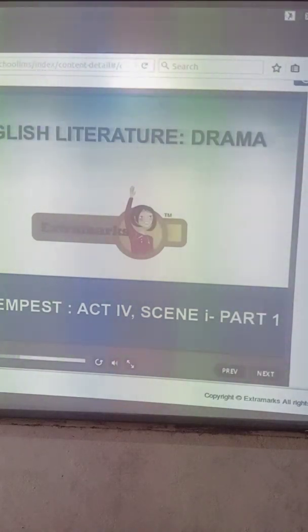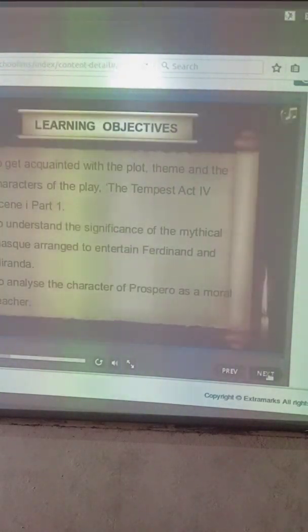The Tempest, Act 4, Scene 1, Part 1. Learning objectives. At the end of this module, the students will be able to get acquainted with the plot, theme, and the characters of the play, The Tempest, Act 4, Scene 1, Part 1; to understand the significance of the mythical masque arranged to entertain Ferdinand and Miranda; to analyze the character of Prospero as a moral teacher.